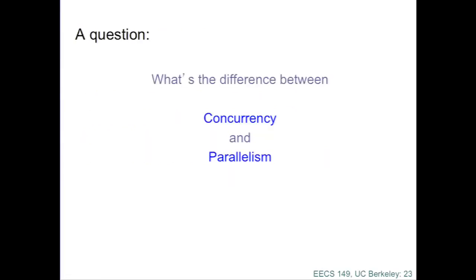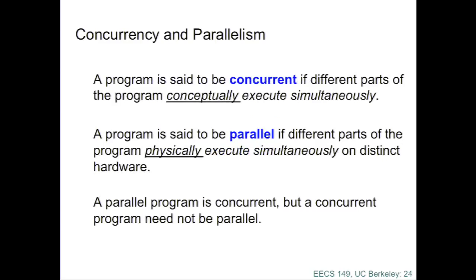All right. One comment. What's the difference between concurrency and parallelism? Yeah, so parallelism is a physical property. It means that there's actually two pieces of hardware doing something at the same time. Okay? Concurrency is a logical property. It means that conceptually the two things are happening at the same time, but you don't really care or know whether they're happening at the same time. They might be interleaved in some arbitrary way, but that's not important to you. So a program is concurrent if different parts are conceptually executing simultaneously, and it's parallel if they're physically executing simultaneously.